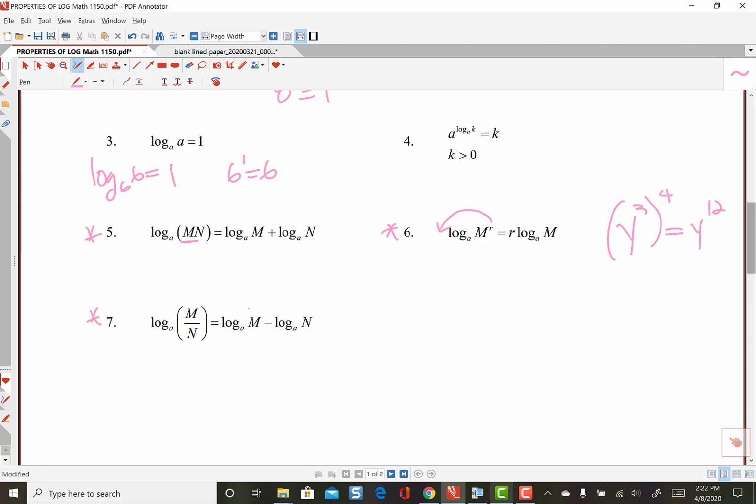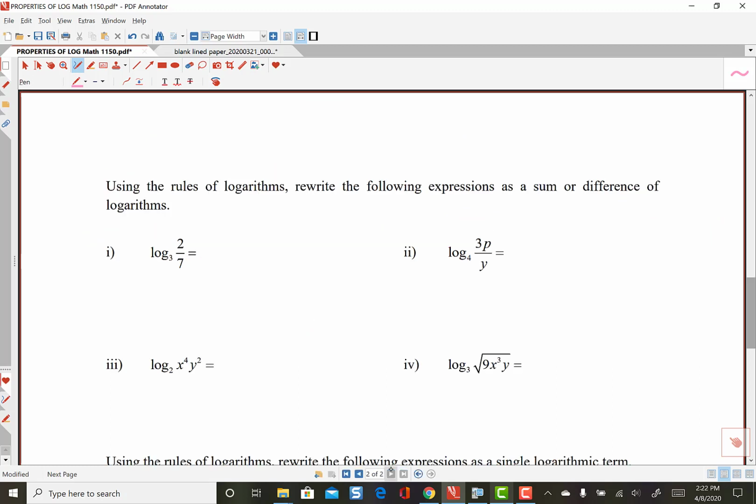So with that in mind, let's look at the back side of our handout here. And let's say, for instance, if we were going to write this as a sum or difference of logs. So here where I have this quotient, I could write this as the log base 3 of 2 minus the log base 3 of 7. That's it. That's all we have to do. All right, if we look at the one that's next to it, this is going to be the log base 4 of 3p minus the log base 4 of y.